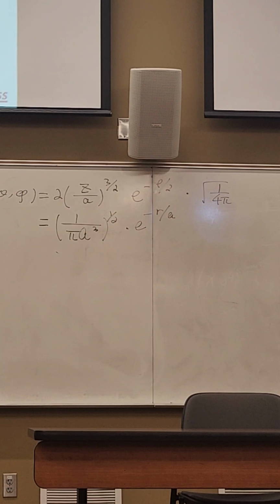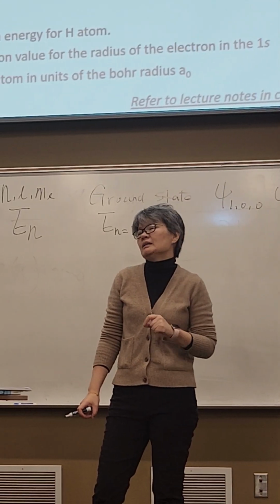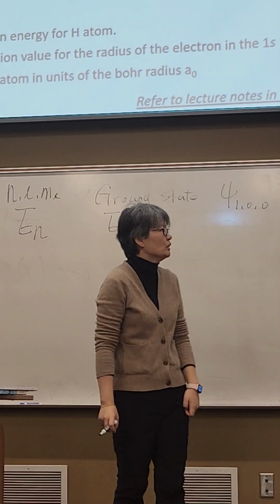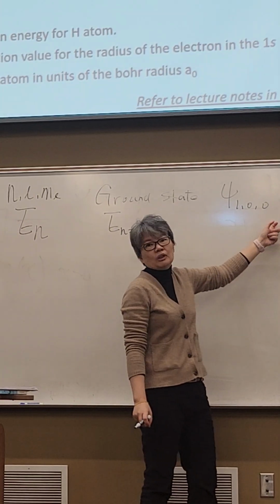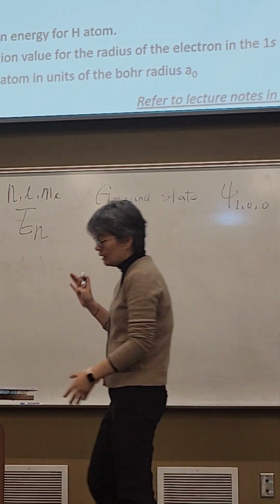If I ask, can you write out the exact expression for the ground state electron in the hydrogen atom? That is the expression. You plug in all the known values. So that is your ground state.